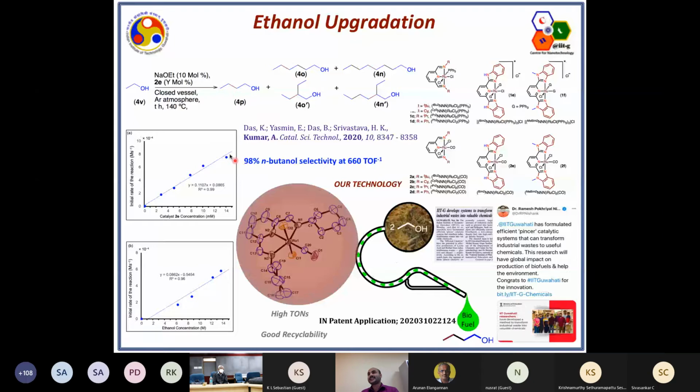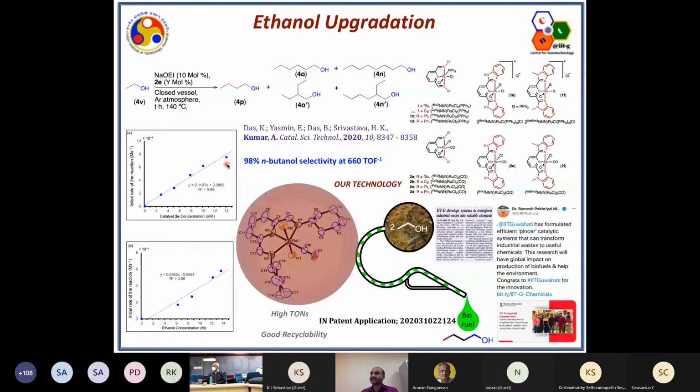And what we see is we get about 98% selectivity to n-butanol in this transformation of ethanol to butanol. How is it done? Ethanol is dehydrogenated by this pincer catalyst to acetaldehyde, and acetaldehyde undergoes an aldol condensation to give the corresponding alpha-beta unsaturated aldehyde, which is then hydrogenated back by this catalyst to give butanol. At longer times, we get higher alcohols, but the selectivity is hardly compromised. At higher times, after 6 hours, we could still have 80% selectivity to n-butanol.